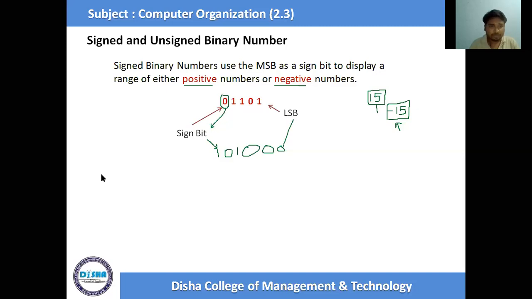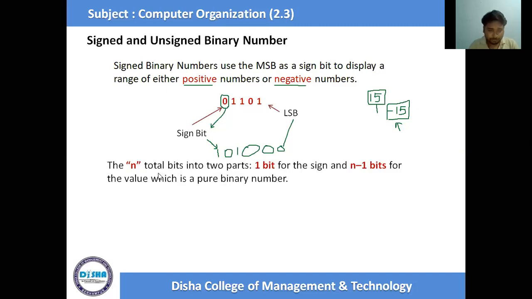Suppose we have a binary number having n bits. The total bit number is n. Out of this total of n bits, we have to divide it into two parts. One bit is for the sign, and the remaining n minus 1 bits are for the value, which is a pure binary number. Again I am repeating, n is my total number.